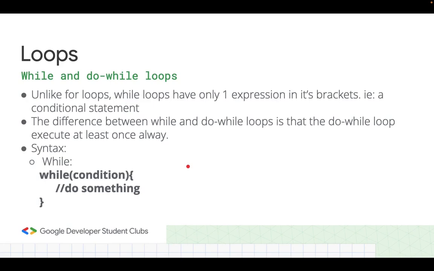I like the for loop. The while loop has just one expression in its brackets. So it's defined like this over here. While, then your condition comes in your brackets, and then your code.